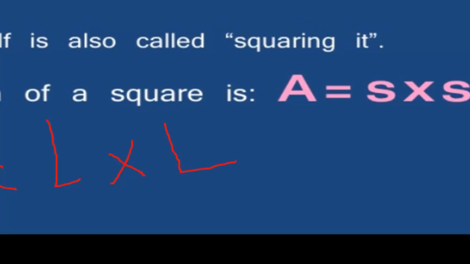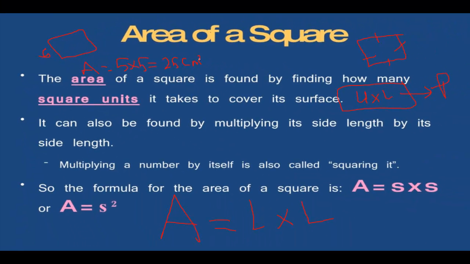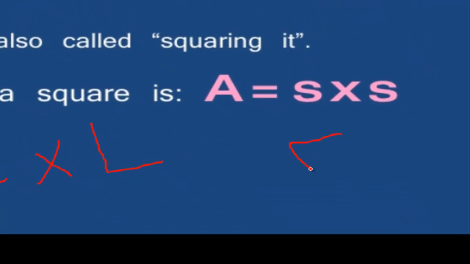If we have a square whose side length is 5, the area will equal 5 multiplied by itself, so 25 centimeters squared. If the side length of the square is 3, the area of the square equals 3 multiplied by itself, so it equals 9 centimeters squared.